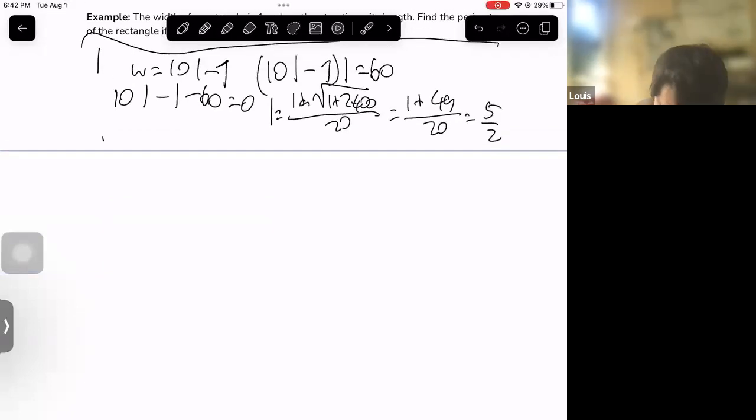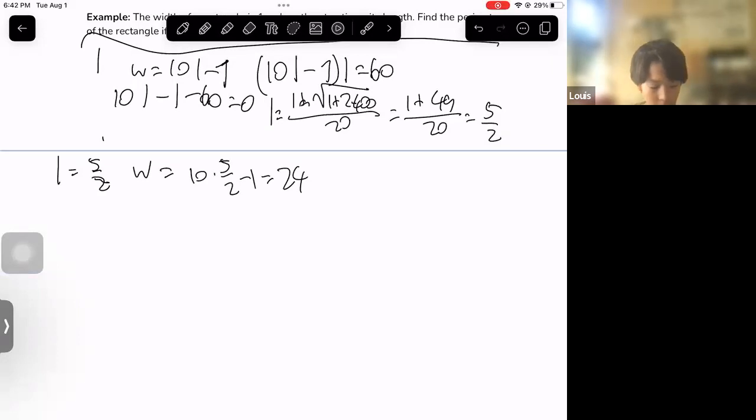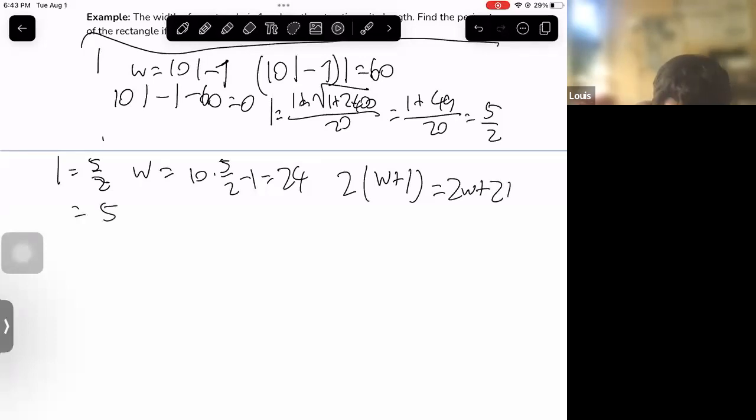And then, since the length is 5 over 2, we have the width is equal to 10 times 5 over 2 minus 1, which is 24. So we have that the perimeter is 2 times the width plus the length, which is just 2 times the width plus 2 times the length, which is just 5 plus 48, which is 53.